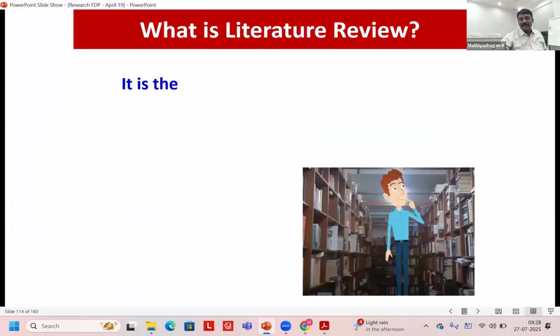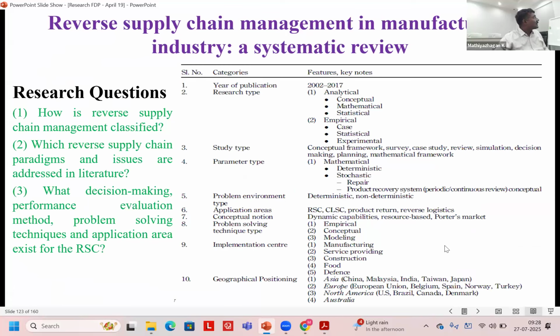See here: Reverse supply chain management in manufacturing industry, a systematic review. In general, it is not impressive. But if you see the research question, then it makes sense. This paper is not repeated information, it is new information. So far, they were not explored in this direction. For that reason, this paper is important. Is it clear? This is the way we need to go ahead.